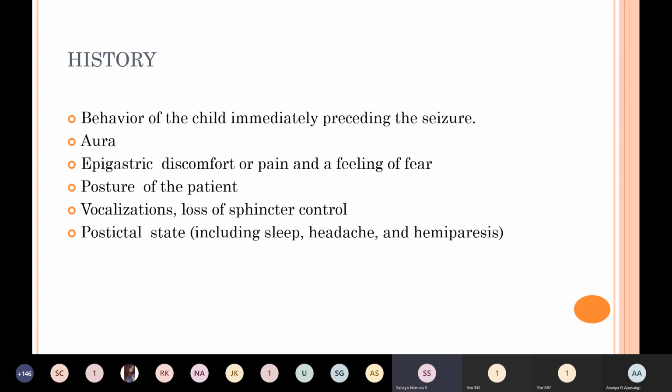So the behavior of the child preceding the seizure and postictal, after the seizure, like whether the child just slept off, whether the child had any headache or any neurodeficits, whether the child spoke anything like vocalizations, whether there was loss of sphincter control, and whether the child had any preceding aura, again that can help us.